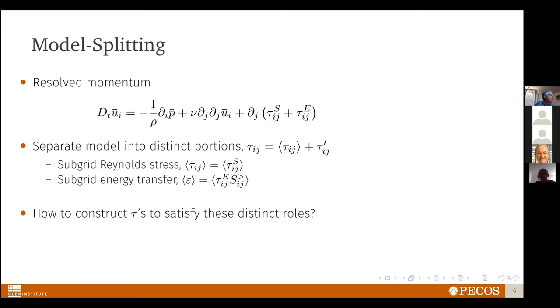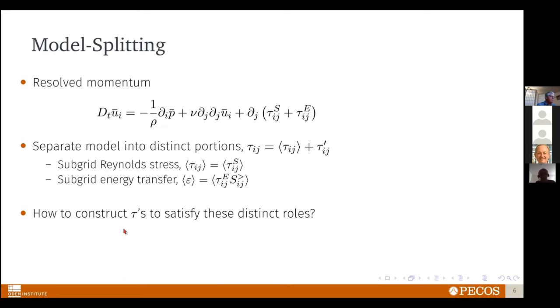This is an idea that's been around for a little while, but I think we're trying to push it forward, which is to essentially split the model and model the two roles of the subgrid separately. So we have a contribution to the subgrid stress that is supposed to represent the correct mean for the Reynolds stress, and a piece that is responsible for energy transfer. Then the Reynolds stress is just the mean of this tau s, and the dissipation, or subgrid energy transfer, would be the contraction of the energy transfer based tau with the resolved strain rate. That's what we'd like to accomplish, so that we can model these things separately.